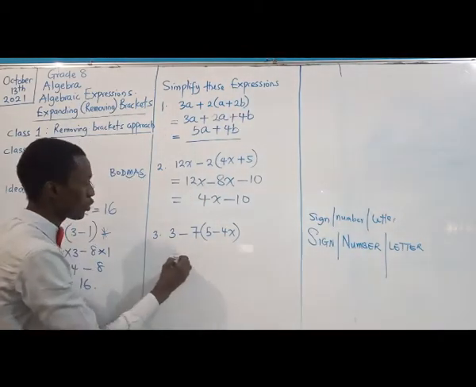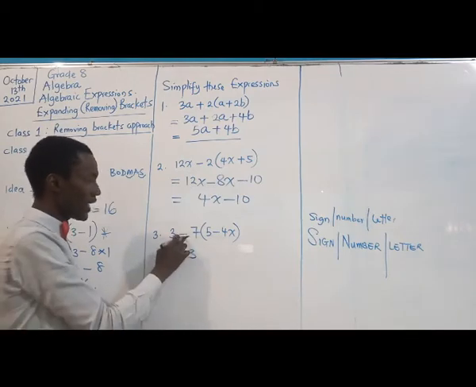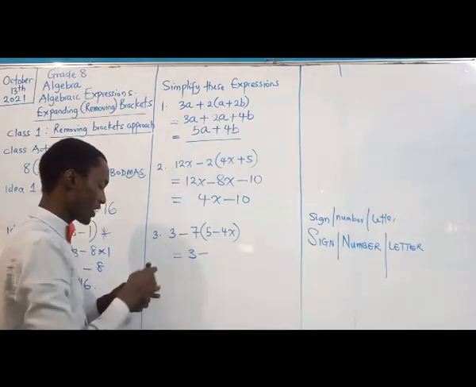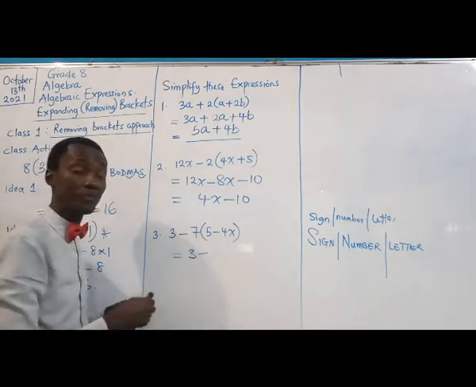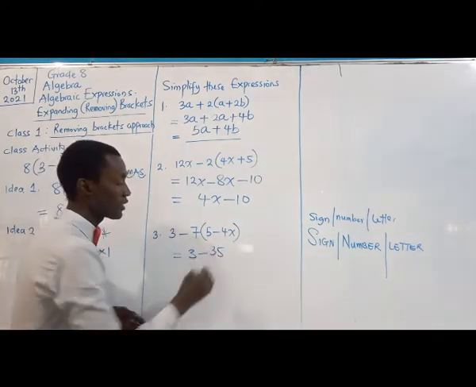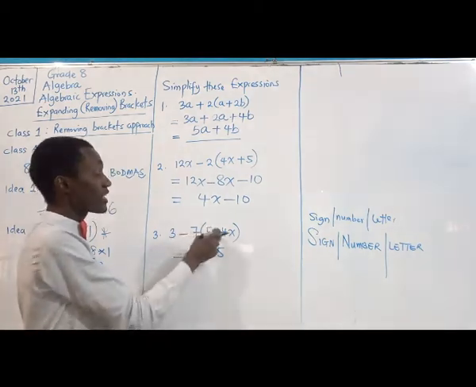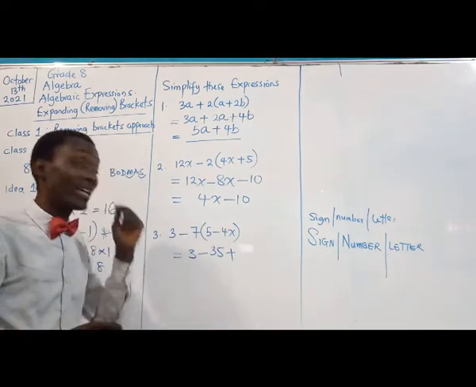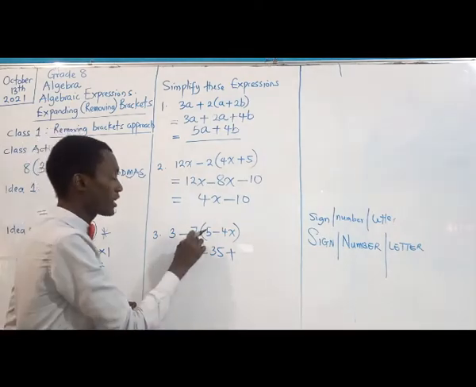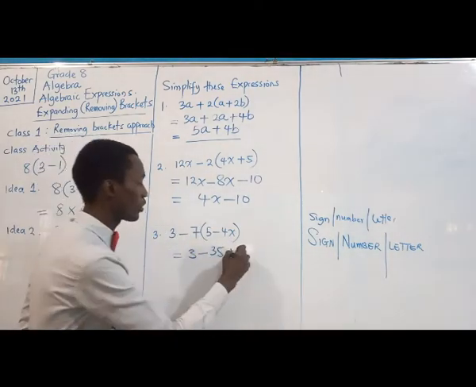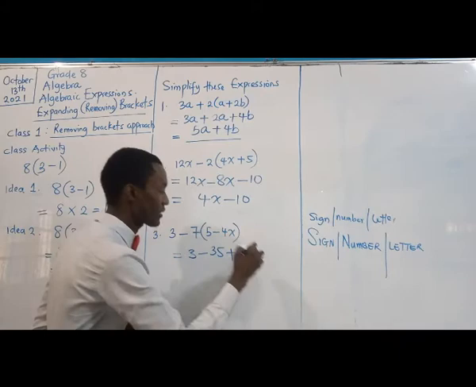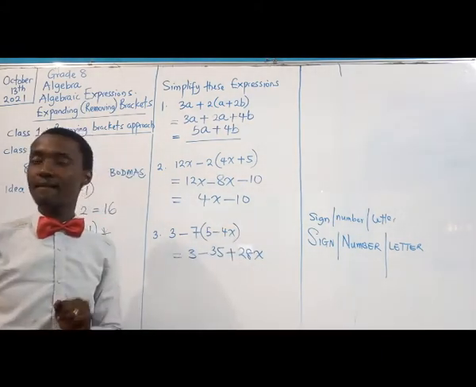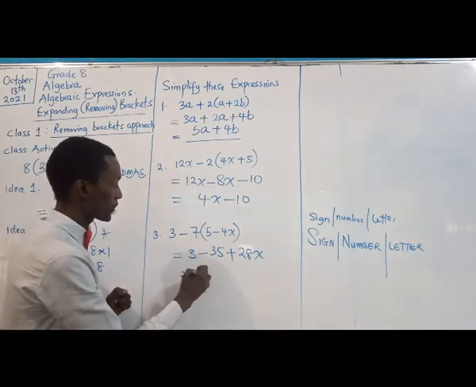Now this will be equal to what? Negative times positive will give me what? Negative. Then I am concerned with the numbers. 7 times 5. That will give me what? 35. Negative times negative is what? Positive. Having taken care of the sign, the next thing I want to do is to multiply the numbers. And that will give me what? 28 and then x. Number times number letter.